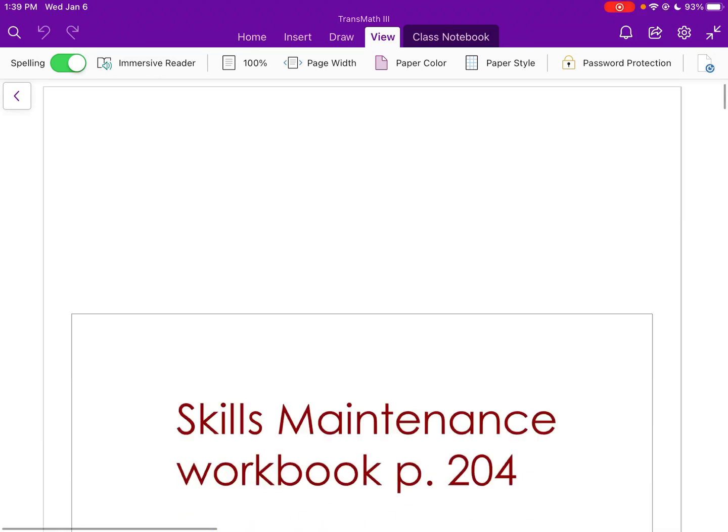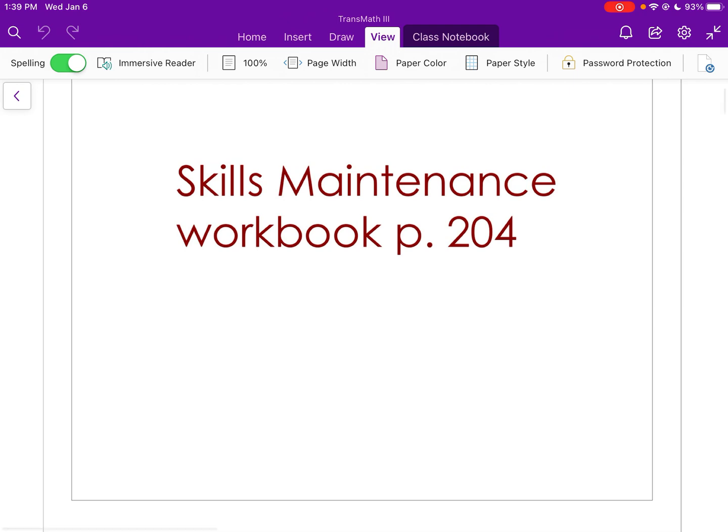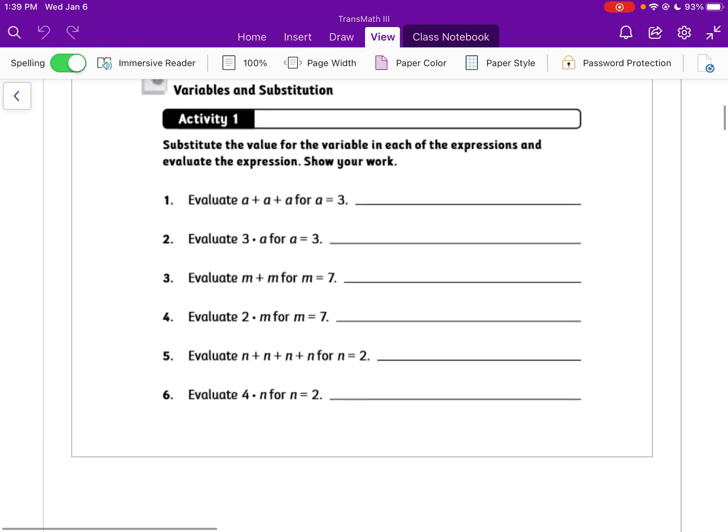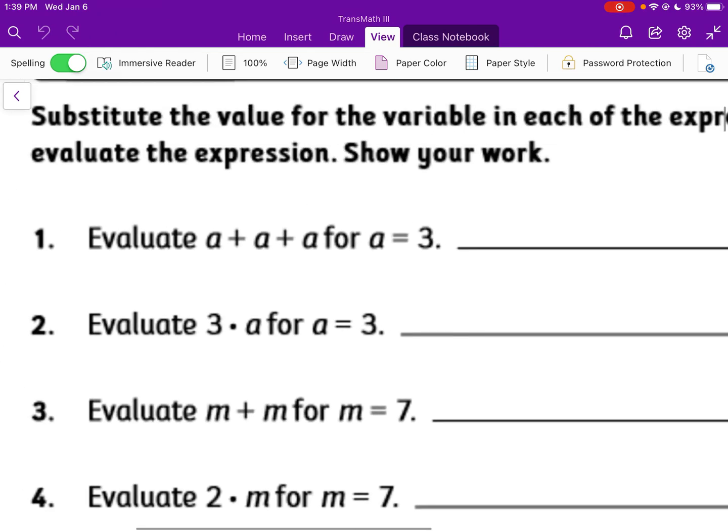Unit 5, Lesson 6. Okay, Skills Maintenance, page 204. Go ahead, give that page a try, and pause the video. Alright, so for skills maintenance, substitute the value for the variable in each of the expressions and evaluate the expressions. Show your work. Okay, so number 1, we have to evaluate a plus a plus a for a equals 3.